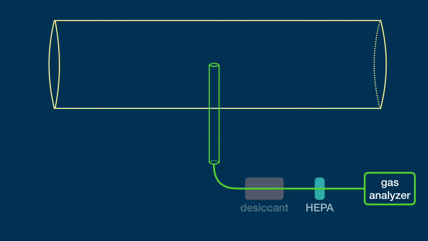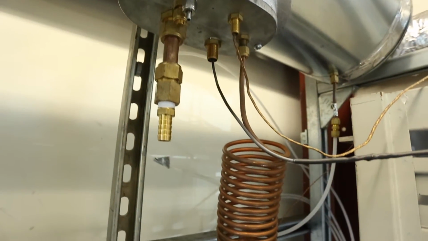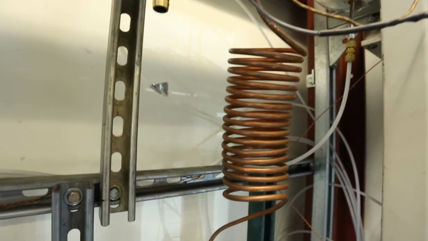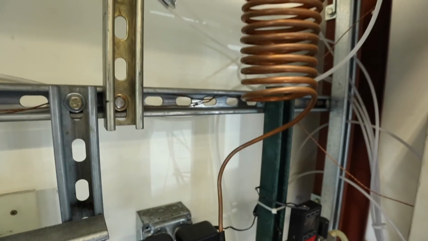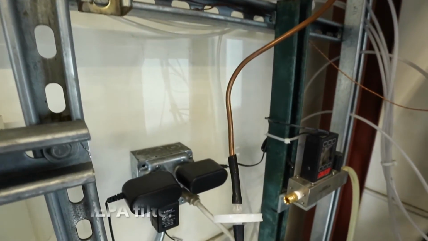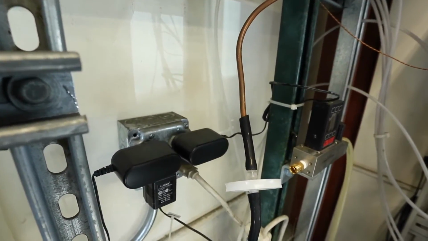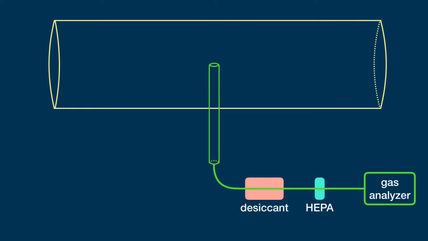To remove particles from the gas sample, we recommend using an inline HEPA filter, which must be changed regularly. This protects the gas analyzer from damage caused by particle buildup. If you are using a desiccant to dry your gas sample, the HEPA filter should be placed downstream of the desiccant to prevent desiccant particles from entering the gas analyzer.